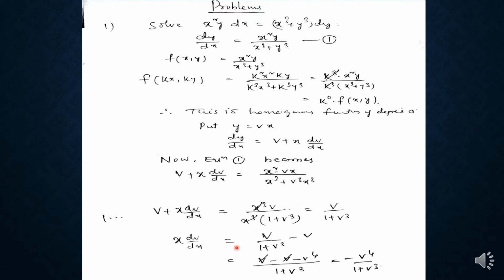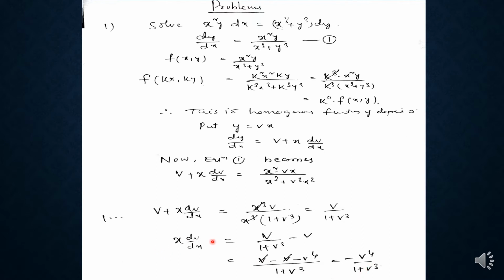x dv by dx is equal to v by 1 plus v cube, and this plus v becomes minus v here. So by taking LCM here, 1 plus v cube is the LCM, and v minus v into 1 plus v cube, that is v into 1 is v minus v into v cube is v to the power of 4, that is equal to, plus v minus v get cancelled, that is minus v to the power of 4 by 1 plus v cube. Now we got x dv by dx is equal to minus v to the power of 4 by 1 plus v cube.